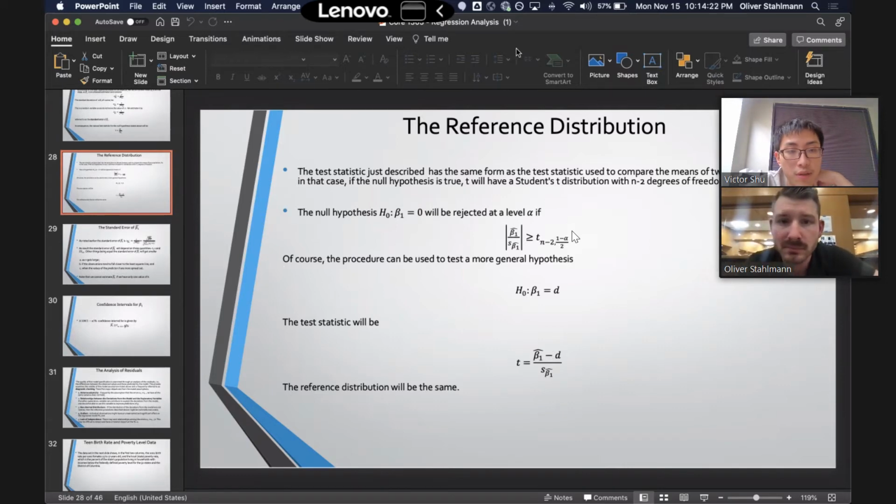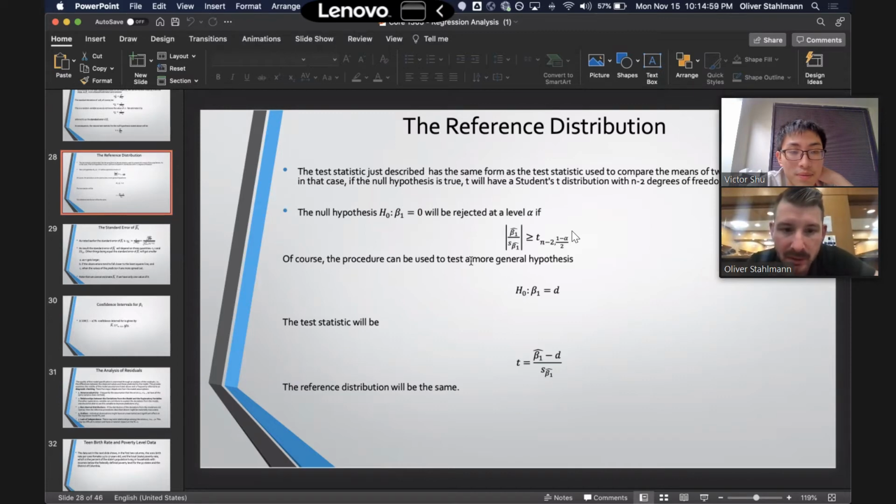Yes. So you calculated the t already? I have not calculated the t already. And you know how to calculate that, right? Well, I have B1 hat minus D, which I guess is the degrees of freedom. Here the D is just 0 because you're going to test if beta 1 equals 0. Oh, I see.